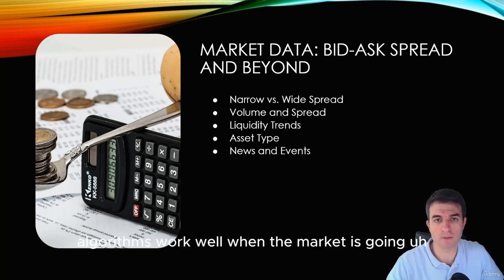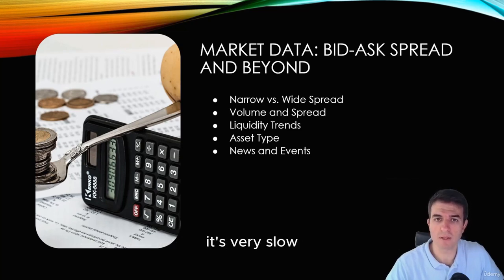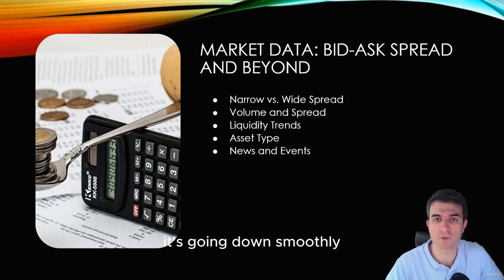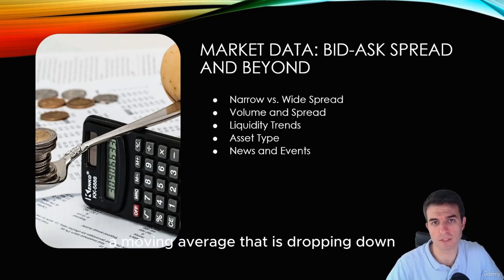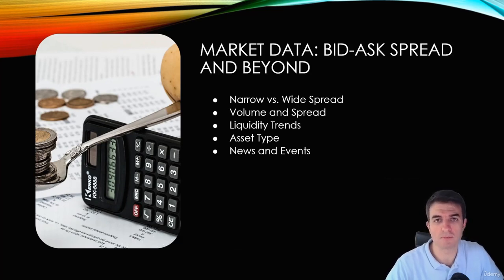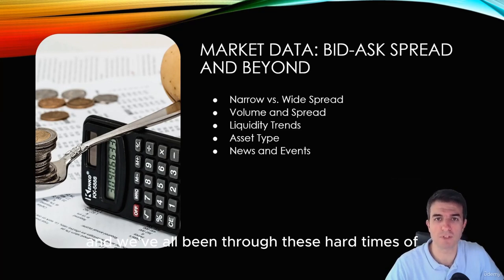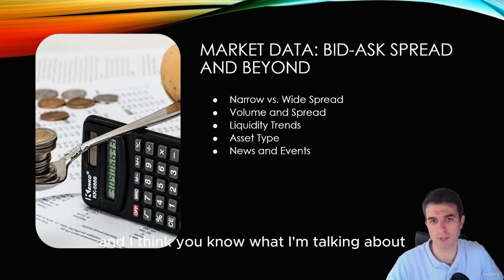Algorithms work well when the market is going systematically. It's very slow, you don't have high volatility, and things are going as expected. So the trend is continuing. If it's an uptrend, it's continuing going up with as little noise as possible. If it's going down, it's going down smoothly with as little noise as possible, using those retracement forms going up and down, and overall a moving average that is dropping down. These conditions are perturbed or become very noisy and unavailable when you have those news and events. And we've all been through these hard times of news releases, and I think you know what I'm talking about.